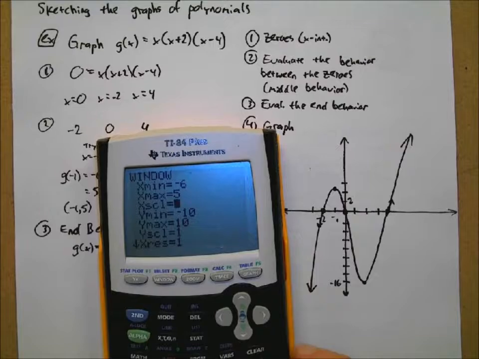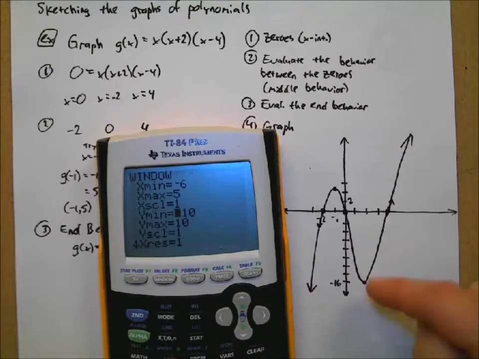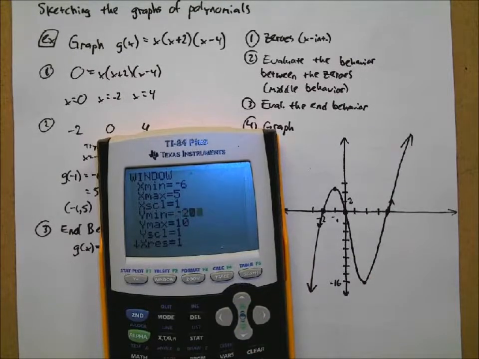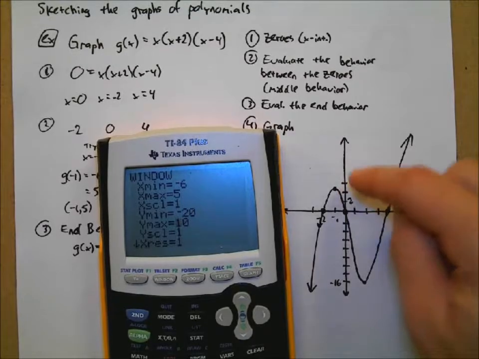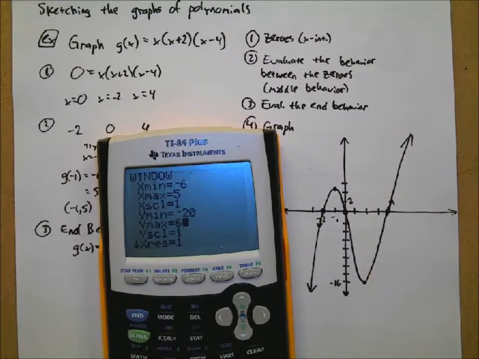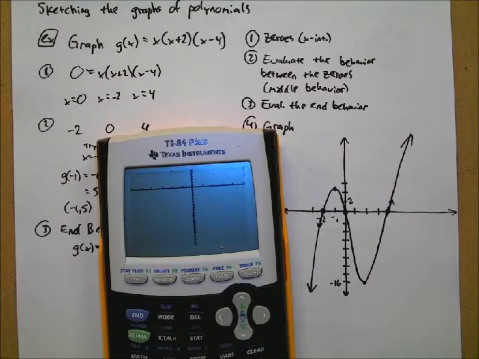My y min, I need to go down to at least -16. So I'll do like -20 there. And I have to go up to a height of at least 5. So I'll go ahead and go up to 6 just for that case. Okay? So let's graph this and see here. And so there it is.